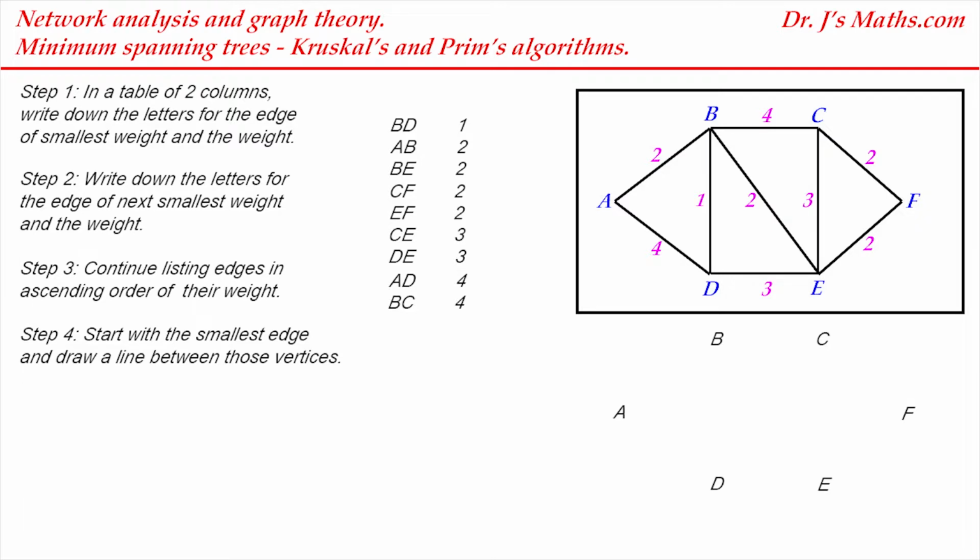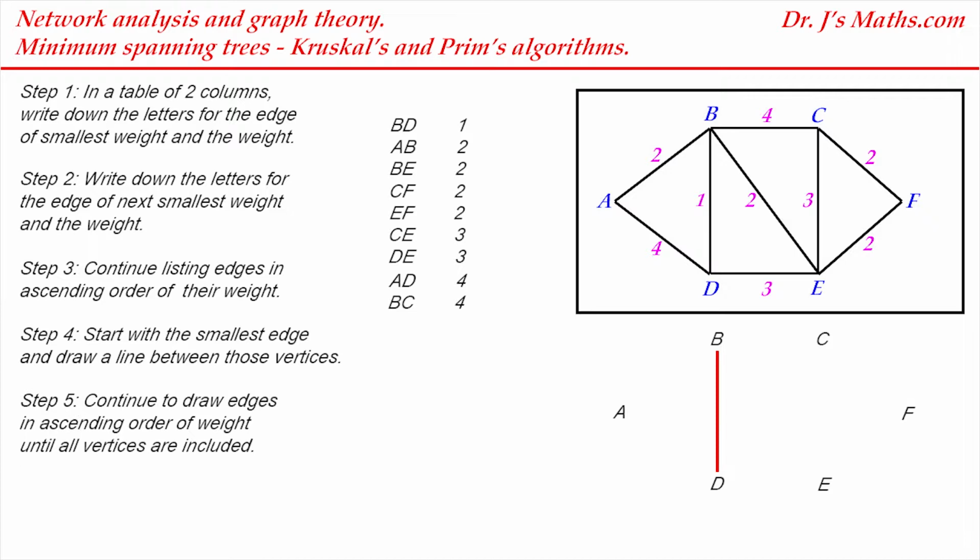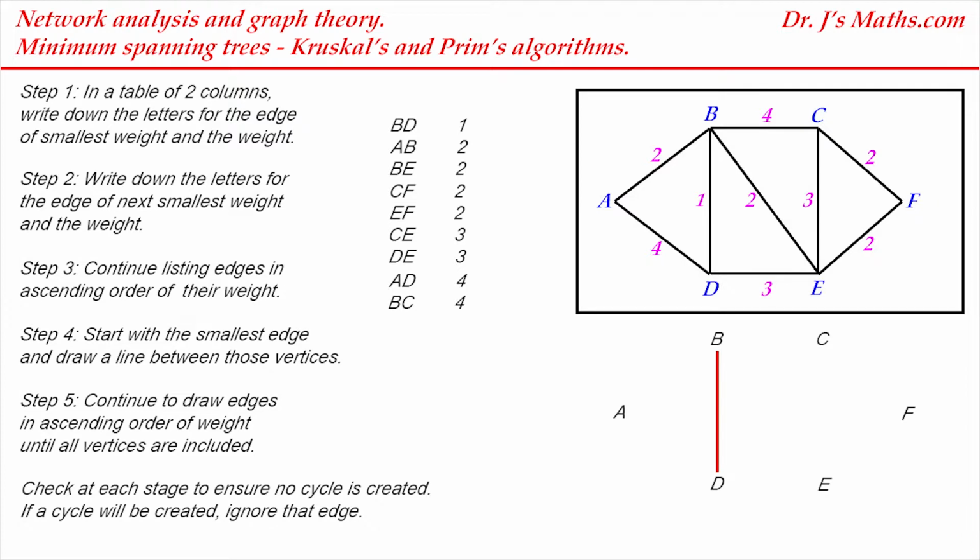And I'm going to start with the smallest edge and draw a line between those vertices. Well, our table shows us that BD is the smallest edge, and therefore we draw a line between B and D. In step 5, I continue to draw edges in ascending order of weight from my table until all vertices are included. I'm going to check at each stage to ensure that no cycle is created. If a cycle is created, I'm going to ignore that edge.